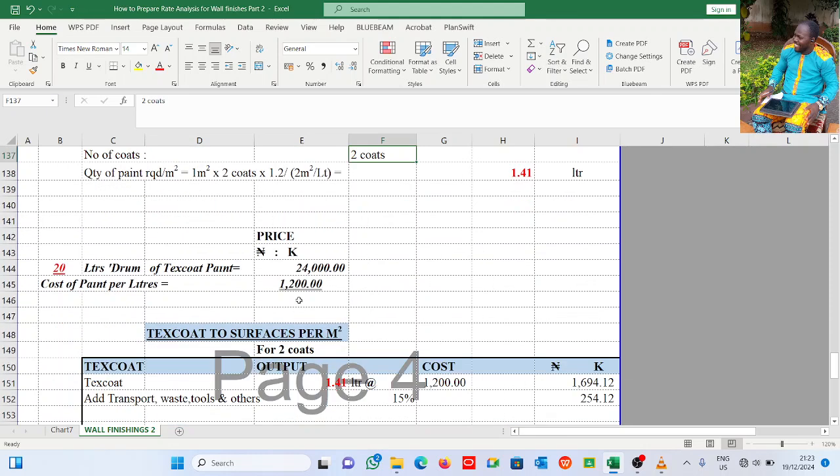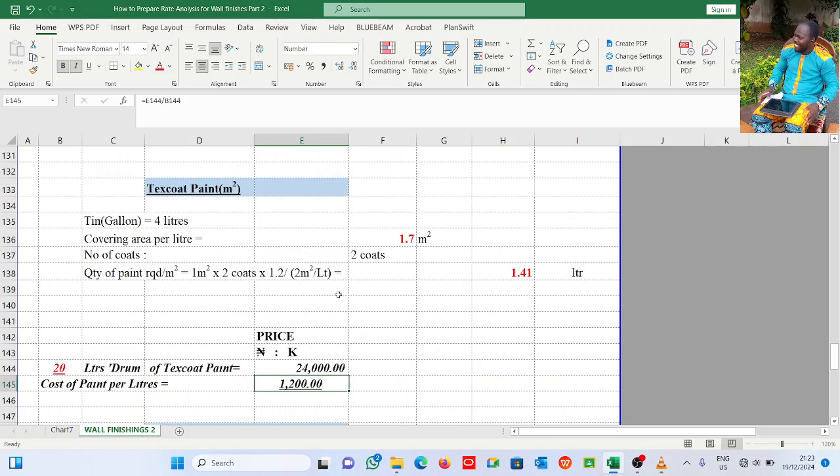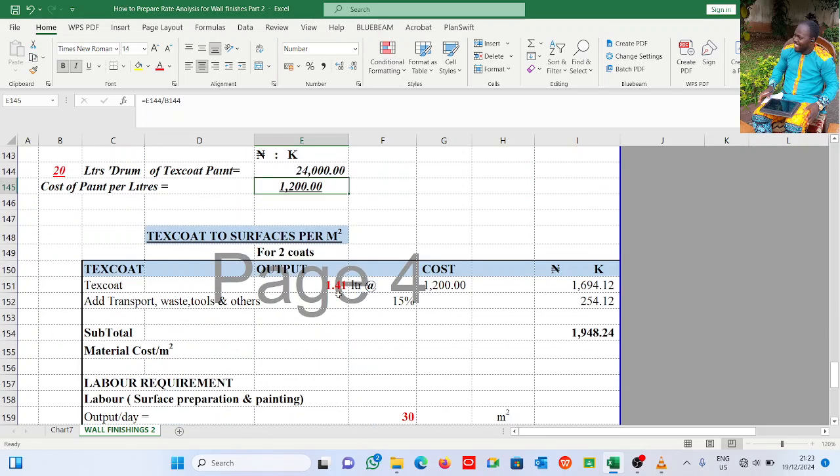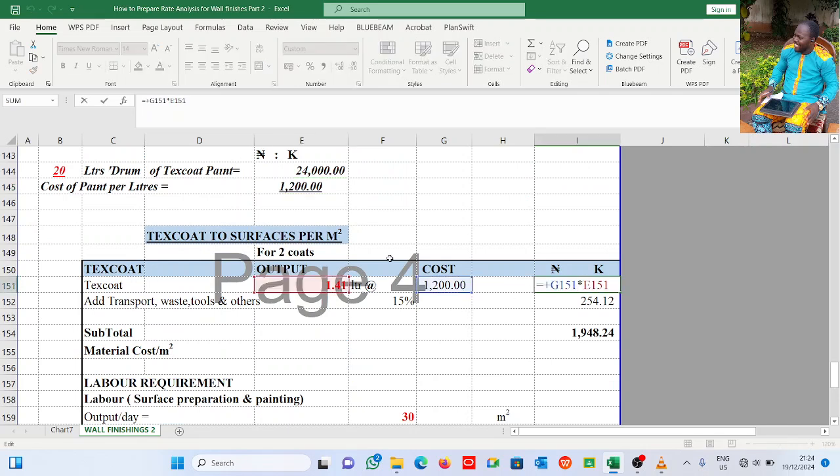All right, a 20 liter drum of Texcoat at 164,000 naira. Divided per liter, we have 8,200 naira. The same thing we did in the previous is what's applicable here. For our transport, waste and all, 15%. That gives us this, the material component.